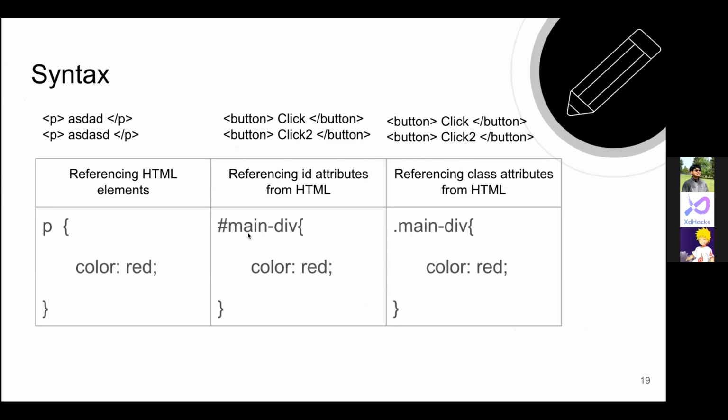To call ID attributes, we put a hashtag, and all we're going to do is put the name of the ID attribute. So then we don't have to style every single HTML element. We can just style only the element that has the ID attribute. And for classes, it works the same, except we put a dot in front of the name of the attribute.